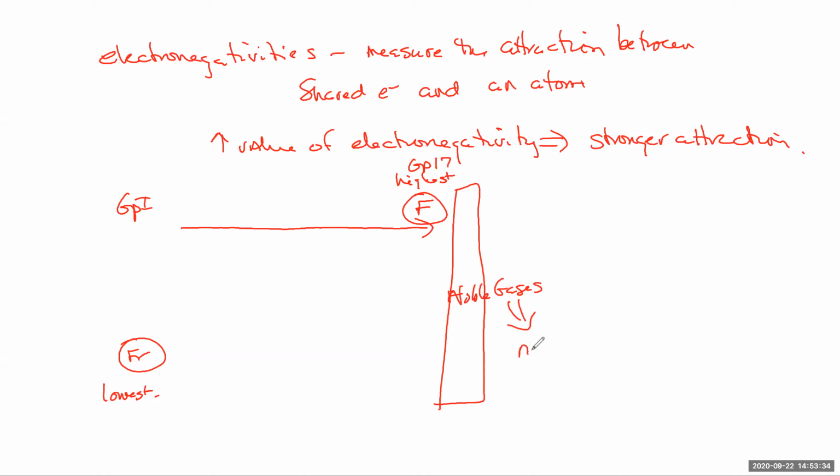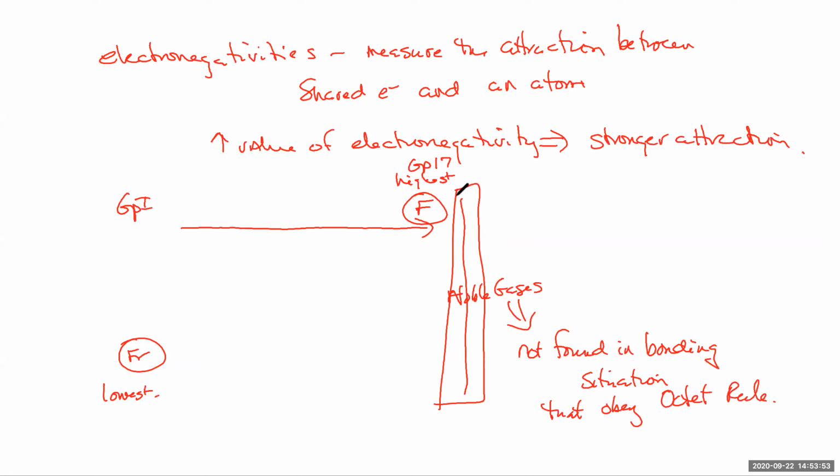These are not found in bonding situations. It's not really true. You can find some. Xenon has been found to make bonds, but only with expanded octets, not ones that obey the octet rule. So the noble gases don't typically make bonds. For example, helium has never been found in a bond. So we're going to exclude them. Fluorines are the smallest atoms, which we're going to come to next week in lab.